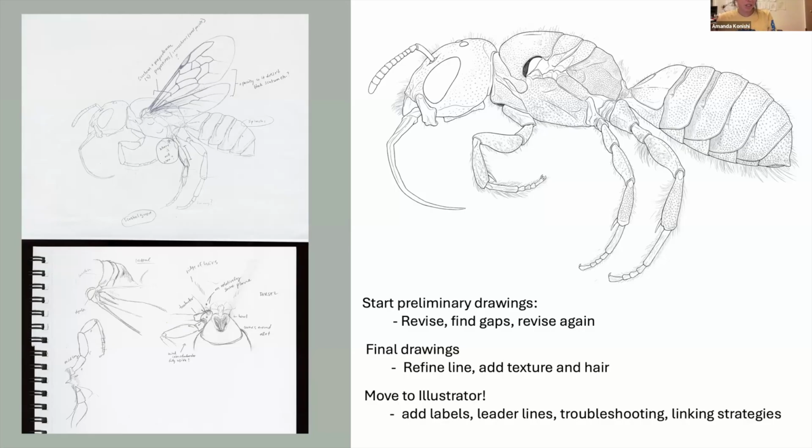And then we can move to Illustrator, where we will begin to add in those labels and leader lines, again troubleshooting the composition to see how those fit together. And David and I also put quite a bit of time into linking strategies to make sure that this flowed very smoothly into the glossary itself, which leads us to our last slide.